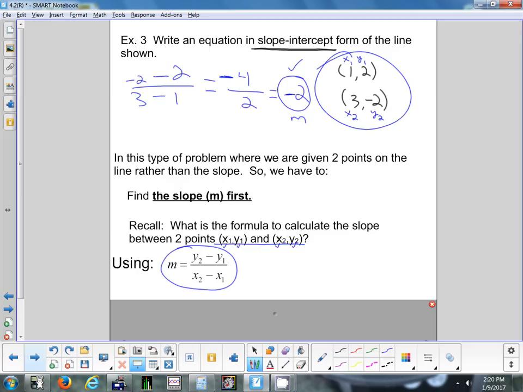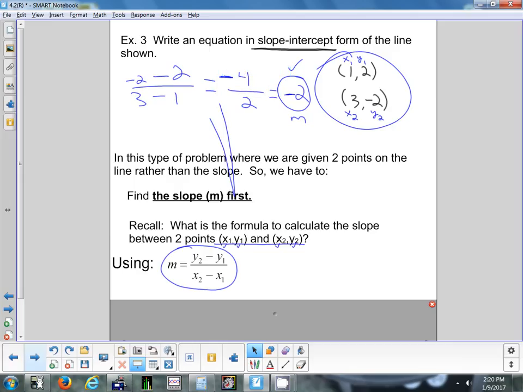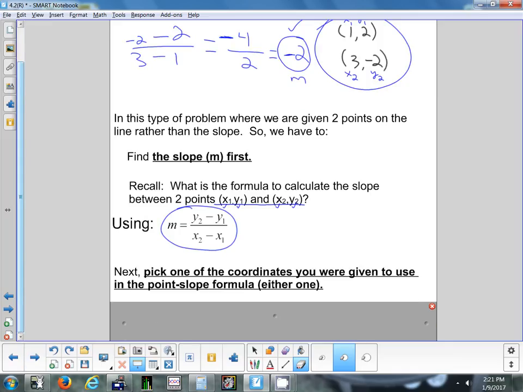No. Are these both on the line? If I bring the picture back, I don't know if I can. Were both those coordinates on that line originally? Yeah, they were both on the line, so you can use either one of them. Okay, so on your notes, where it says next, pick one of the coordinates you were given. It doesn't matter which one. Pick the one that has easier numbers.